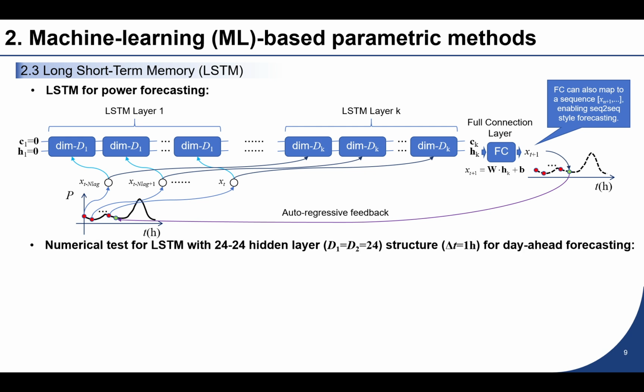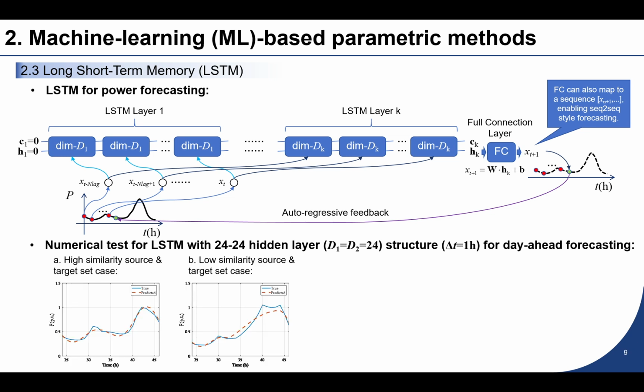Next, I present numerical tests using an LSTM model with a double 24 hidden dimension layer structure and a time resolution of 1 hour. This setup is designed for day-ahead power forecasting as before. When the source and target datasets have high similarity, the prediction closely follows the ground truth. When the source and the target datasets are less similar, the prediction accuracy degrades slightly, but the LSTM still maintains reasonable performance in tracking the overall dynamics.